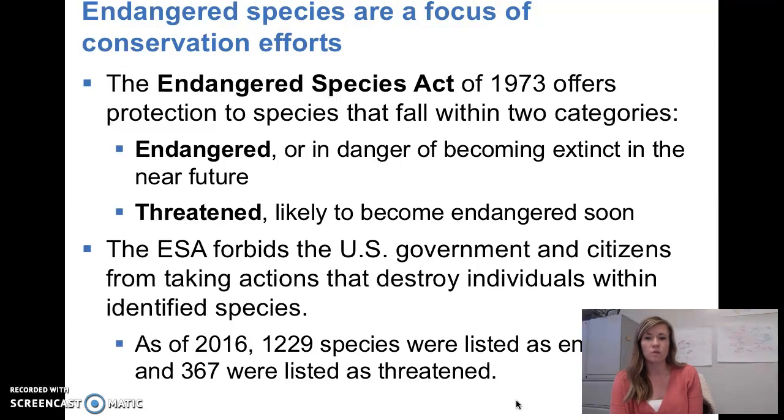The first is endangered, which means that they are in danger of becoming extinct in the near future, or threatened, which means that they are likely to become endangered soon. So neither of these are good. Endangered is worse.